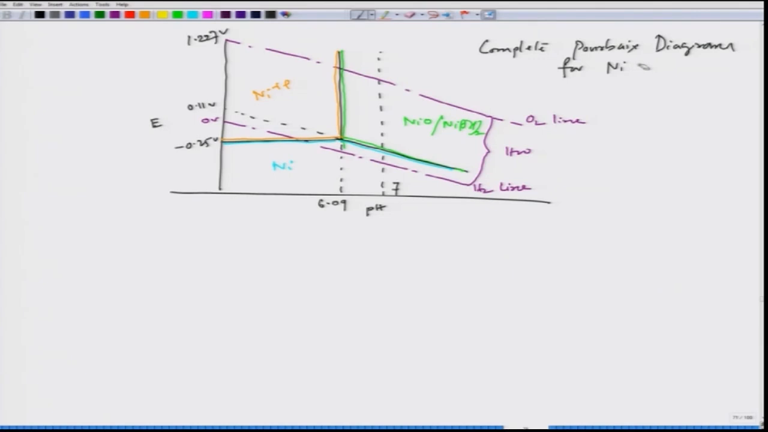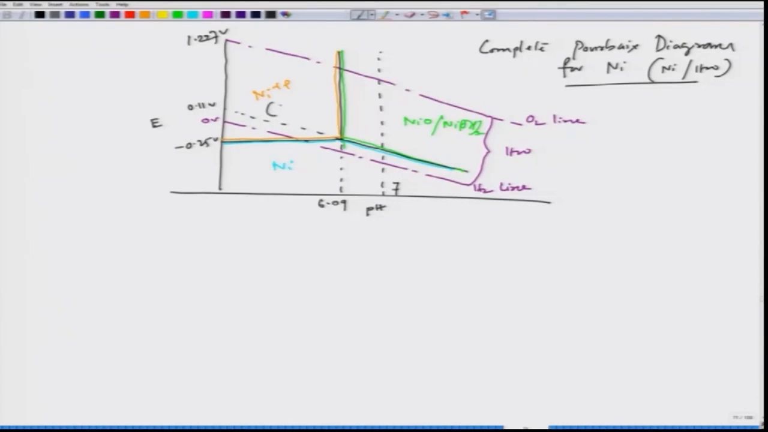Or we can say for nickel. So, it is basically indicating the nickel H2O system. Fine. So, we have done this, the simplified version. In nickel, there are other reactions involved, and we can call this the corrosion zone. This is immune, this is passive.